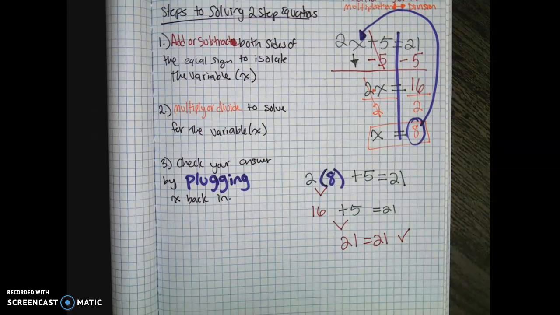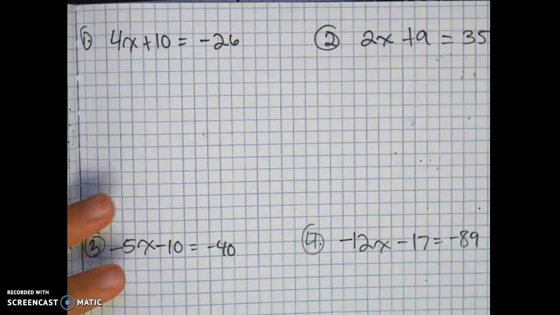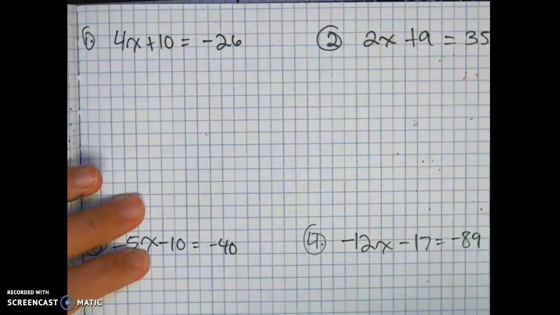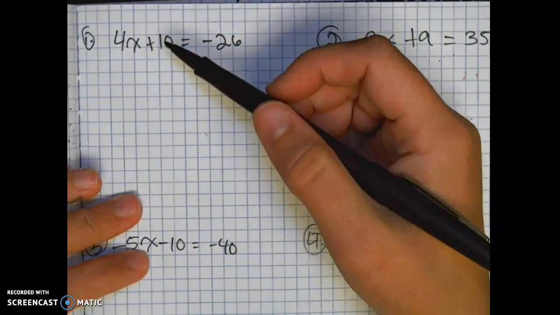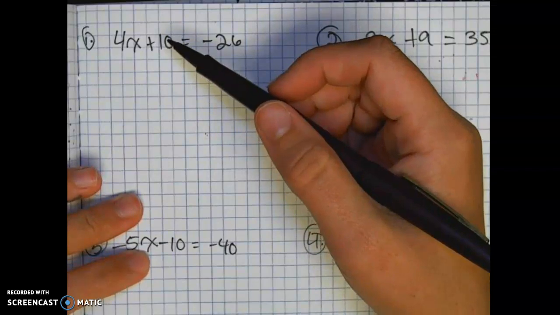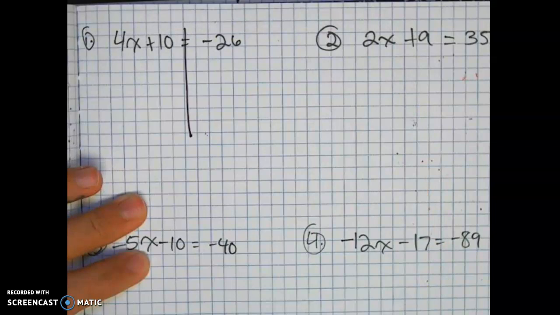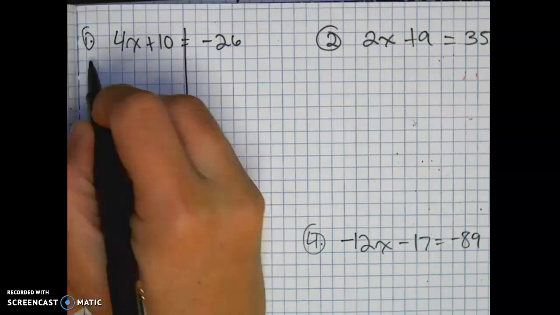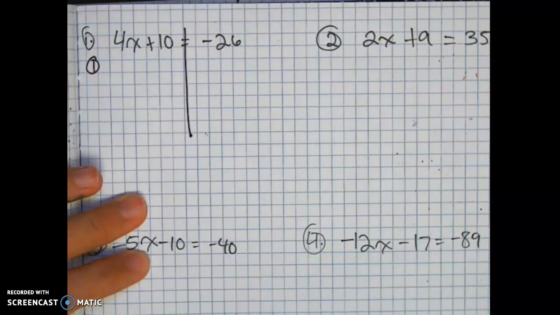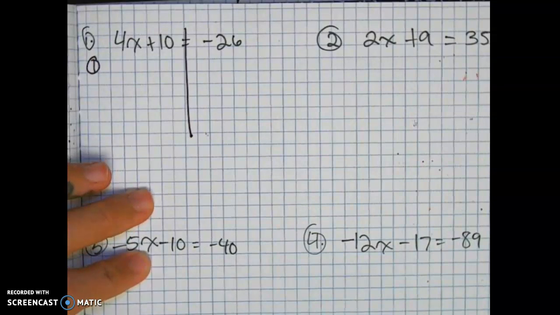Let's try some more practice examples. All right, so I'm going to start with the number 1 that you have on yours. And it says 4x plus 10 equals negative 26. So first, I need to draw my line. My first rule said that I need to add or subtract both sides to get the variable by itself.